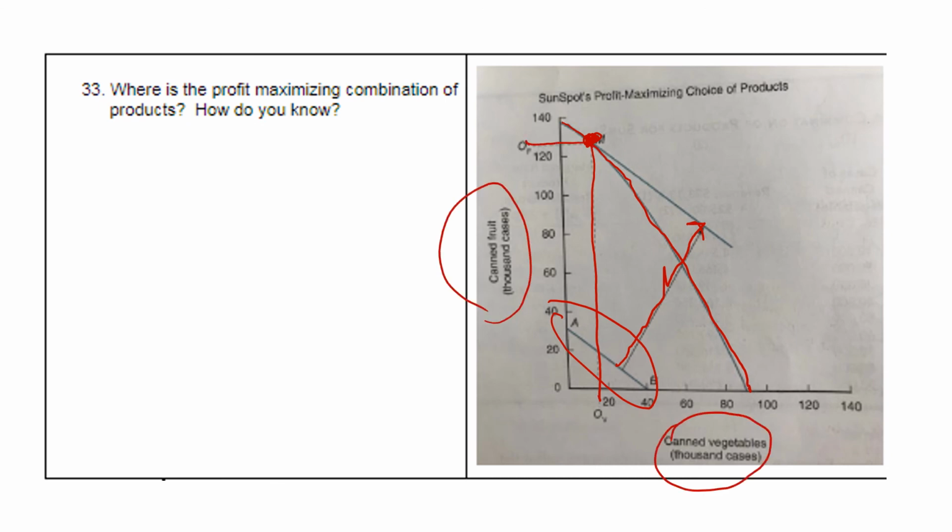So this just shows that you can put together the ISO revenue line with the production possibilities frontier, and the point where the ISO revenue line becomes tangent to the production possibilities frontier is the combination of each output that you would want to produce in order to maximize the revenue.